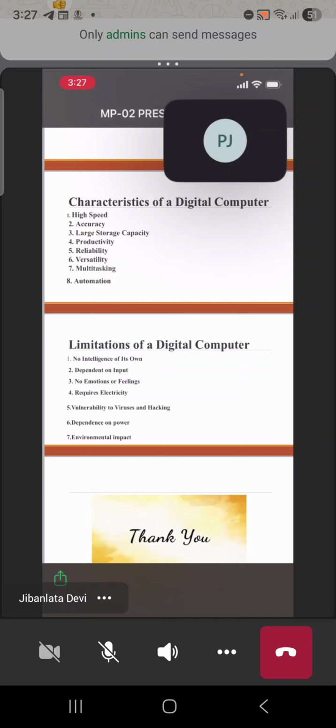So the multitasking, so many tasks can be done. We can do calculations, we can search papers from many databases at a time. So that is multitasking. For entertainment purposes also we can do it. Then the automation, the last one is the automatic, the automation.